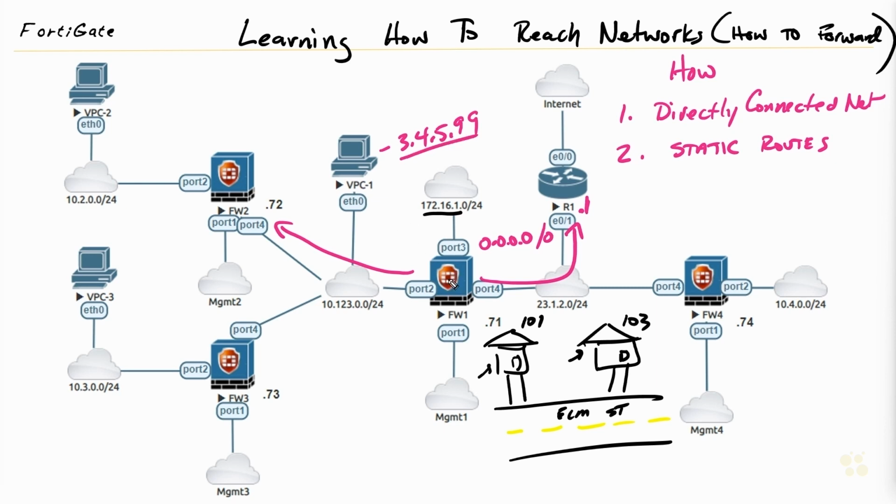And when that packet shows up, if the firewall doesn't have a more specific route in its routing table, this is a last-ditch effort. That's what the default route is. And it would say, well, okay, from a routing perspective, I need to forward that packet to the next hop associated with my default route, which in this case is 23.1.2.1.